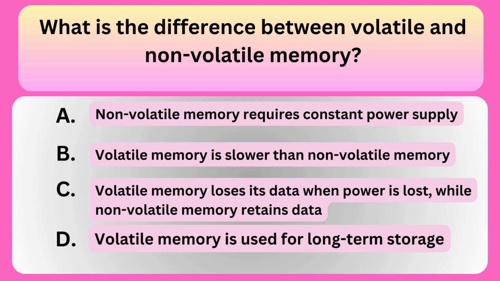What is the difference between volatile and non-volatile memory? Non-volatile memory requires constant power supply. Volatile memory is slower than non-volatile memory. Volatile memory loses its data when power is lost, while non-volatile memory retains data. Volatile memory is used for long-term storage. And the right answer is option C.